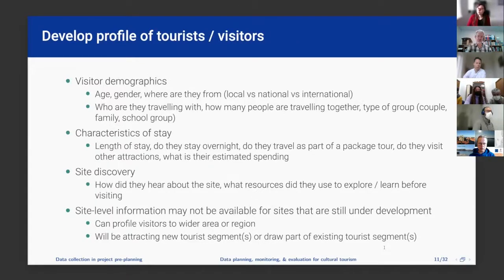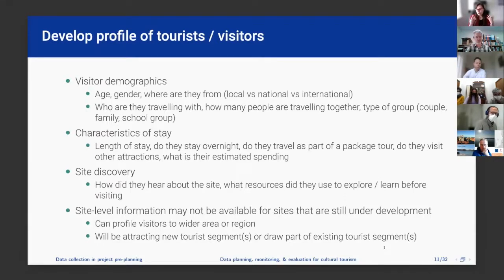We also want to develop a profile of tourists and visitors. So this is including visitor demographics. I've put some examples here. Characteristics of their stay. How long do they tend to stay in the area? Do they stay overnight? Do they travel as part of a package tour? Do they visit other attractions? Where are they visiting? How much money are they spending? The site discovery. How do they hear about it? But sometimes it's not even just how they hear about it, but where do they go to learn more?